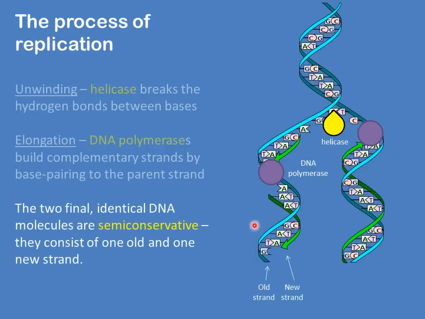So if we look at the two new molecules, again we see they are exact identical copies of each other, but furthermore they're what we call semi-conservative. This process is semi-conservative, meaning that each of the new molecules consists of one of the original strands of DNA, and in this case we call this the old strand, and the other strand of the molecule is the new strand that was newly created.